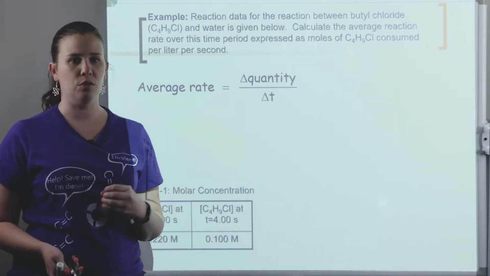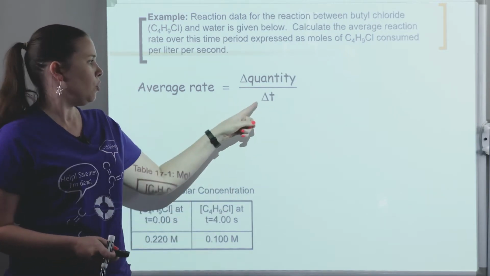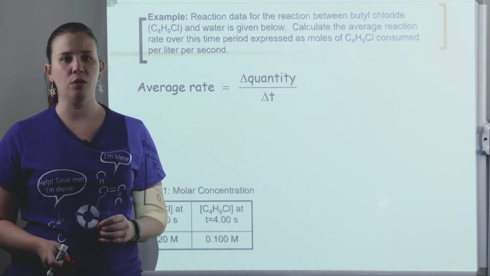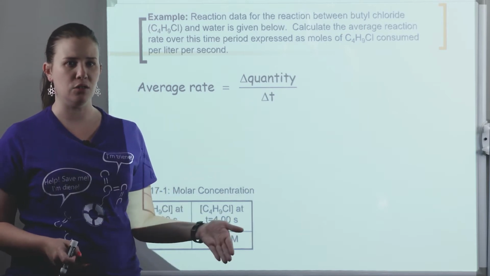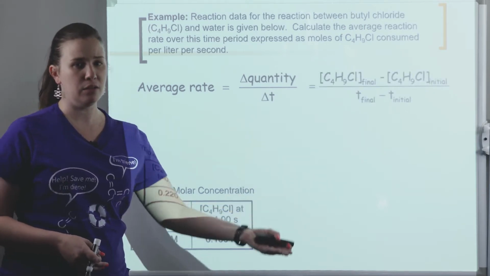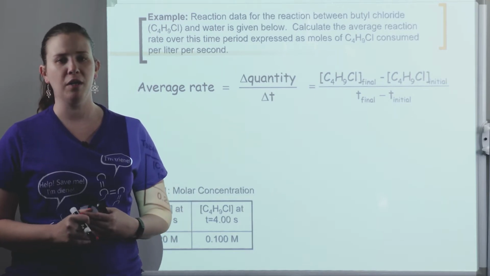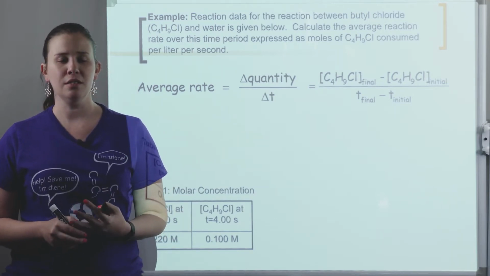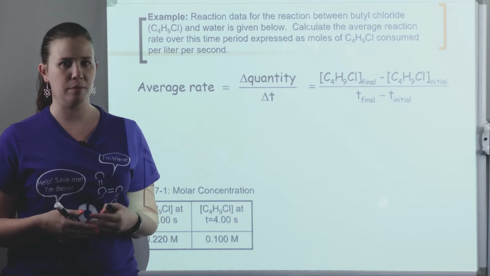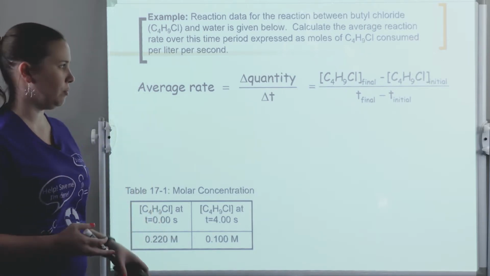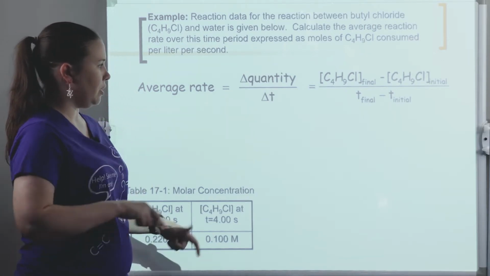There is a very specific formula though, right? We had change in quantity over change in time. Whenever you have that delta symbol, it always means final minus initial. So we want to look at the final concentration, subtract the initial concentration, and be careful to do the same with the times. This is going to have some interesting things come up as we start looking at the signs created from this. So let's start plugging this in.